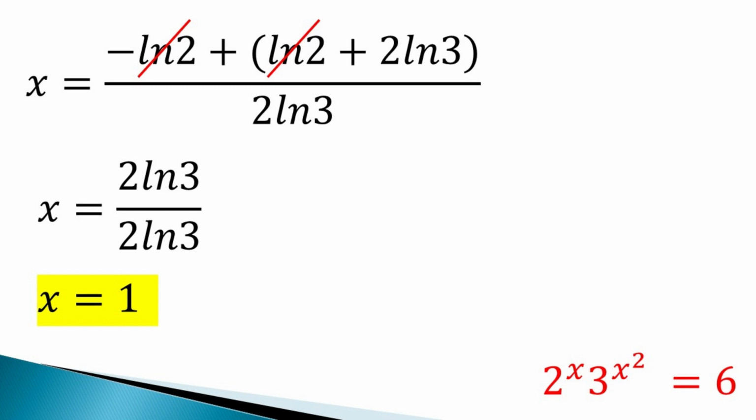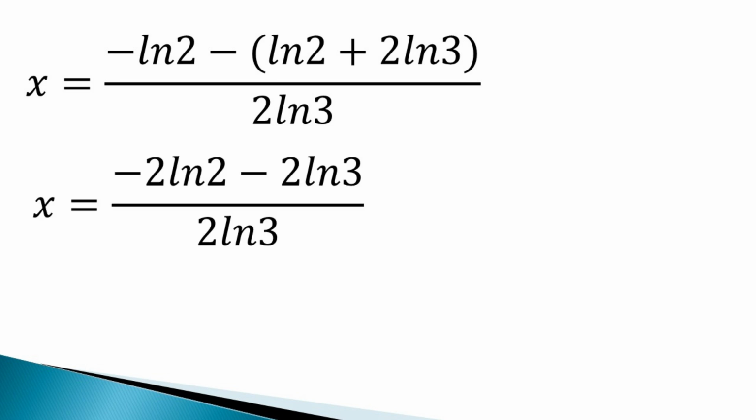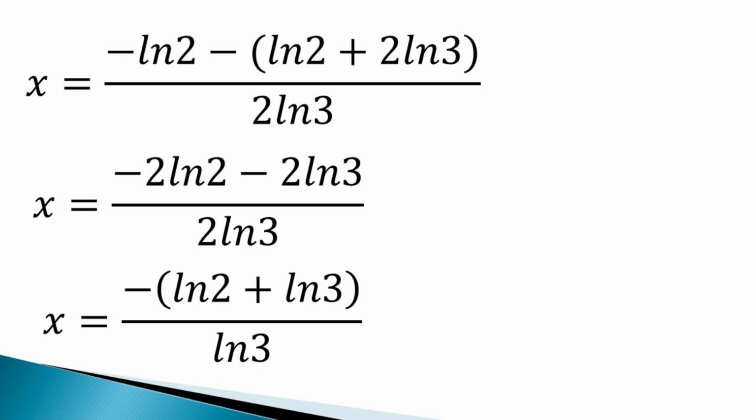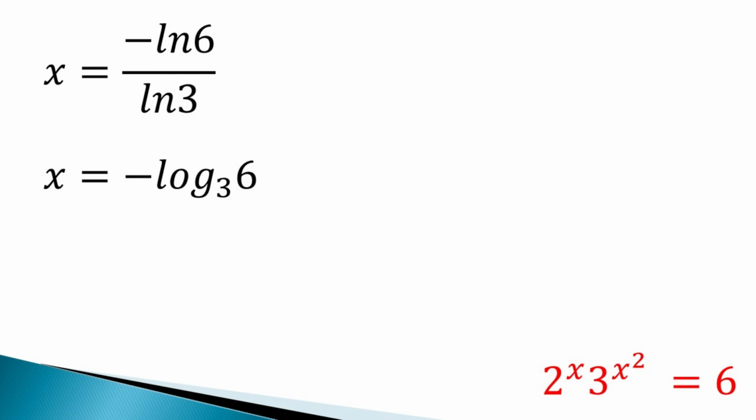Now considering the negative value, the value of x is equal to minus ln 2 minus ln 2 plus 2 ln 3 divided by 2 ln 3. This makes x equal to minus 2 ln 2 minus 2 ln 3 divided by 2 ln 3, which simplifies to x is equal to minus ln 2 plus ln 3 by ln 3. Using the multiplication formula on the numerator, the value of x becomes equal to minus ln 6 by ln 3, which can be simply written as minus log of 6 to the base 3, and it can be verified from the given equation that this value satisfies the given equation, and hence this is a valid solution.